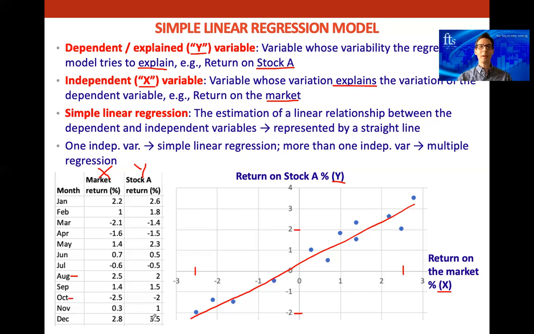Right, so now we can carry on looking at what simple linear regression is all about. All it is is the estimation of a linear relationship between our dependent and independent variables. This is now represented by a straight line. So this is the line that I drew in here. It's supposed to be a straight line. I didn't quite get it straight, but it's not too bad. And we will see it perfectly straight later on.